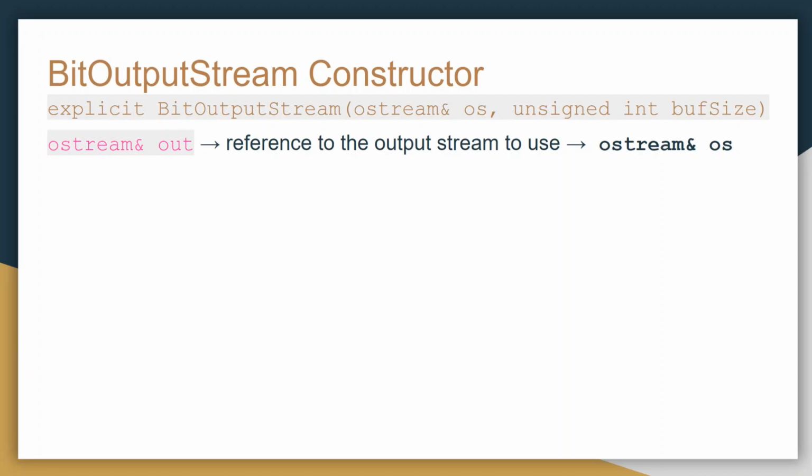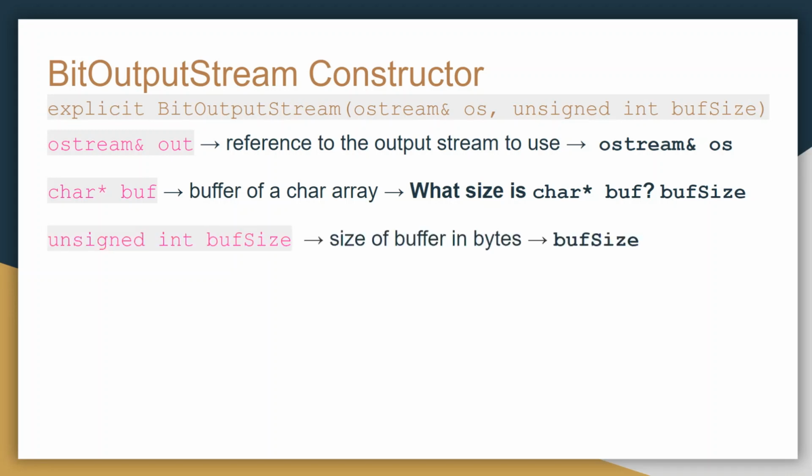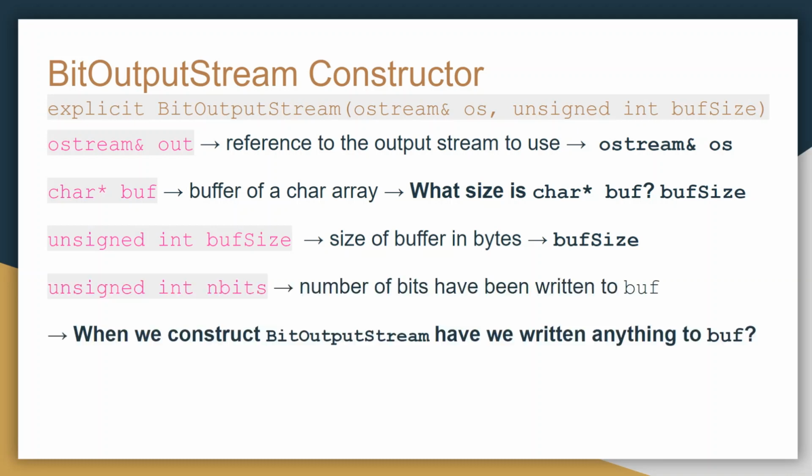All right, so I'm just going to step through what each part corresponds to. When we're going through the constructor, what fields do we need to set? The out corresponds to the OS stream that is being passed in. Buff is an array of characters, and the size corresponds to buff size, which is what's also being passed into the constructor. Then we have the unsigned int buff size, which is the argument passed in exactly. And then nbits, the number of bits that have been written to the buffer. When we construct BitOutputStream, have we written anything to buff? What should we set nbits to? That's a question I will leave with you.